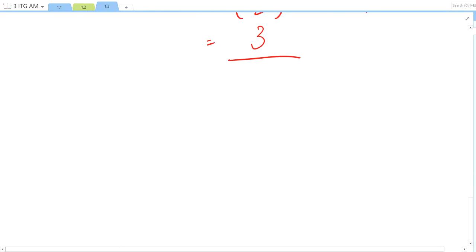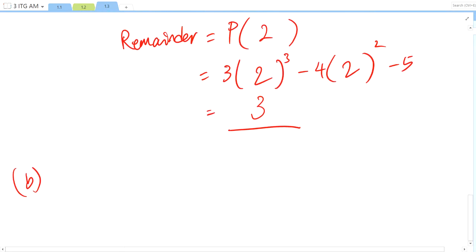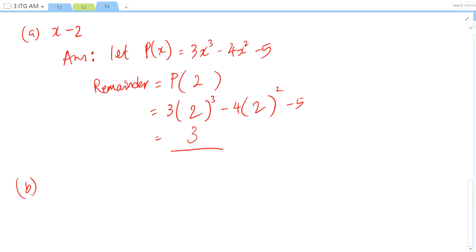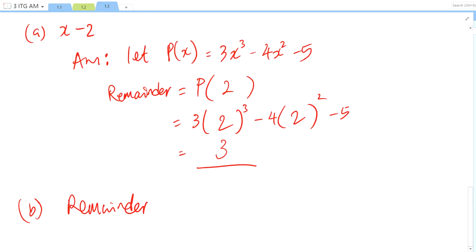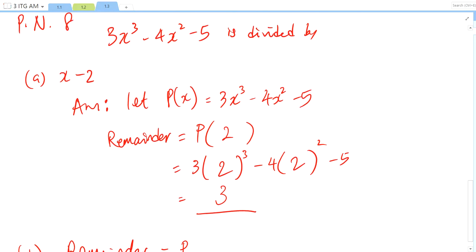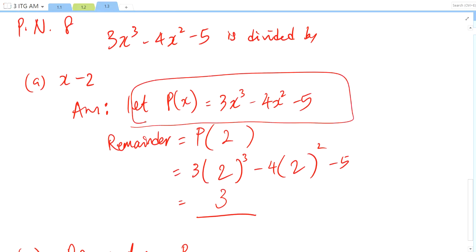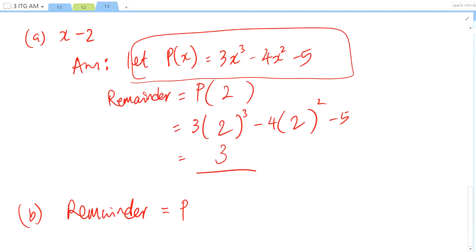Okay, now part B. How should we find the remainder? Presentation is important, okay? For A maths, what should I write? Remainder equals P. Can I use P again? Yes, right? I defined it earlier already. Let P equal to this. So I'll continue using it. So you see, in this way, it is very convenient.